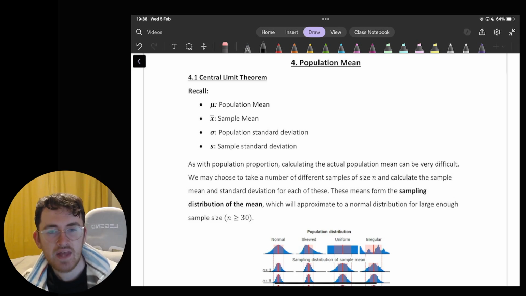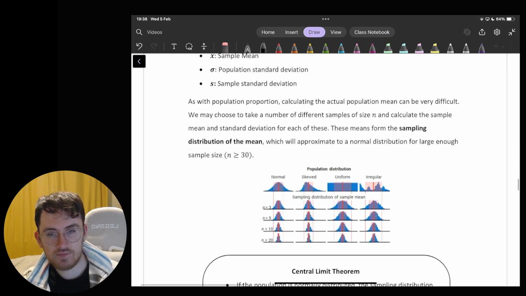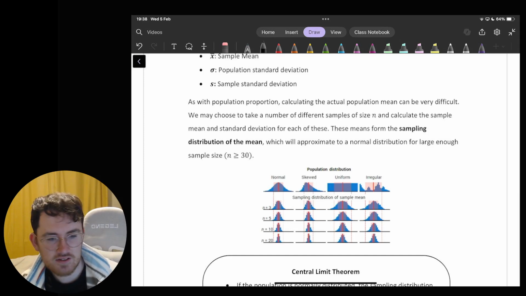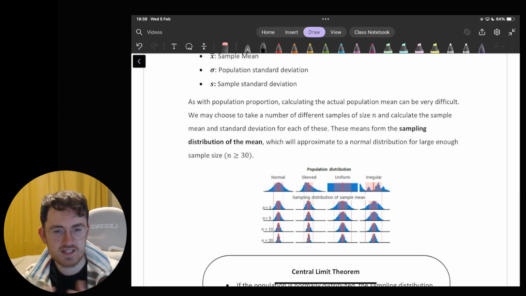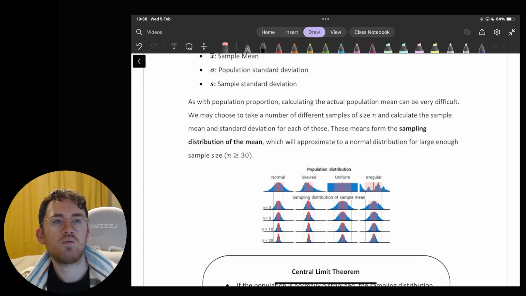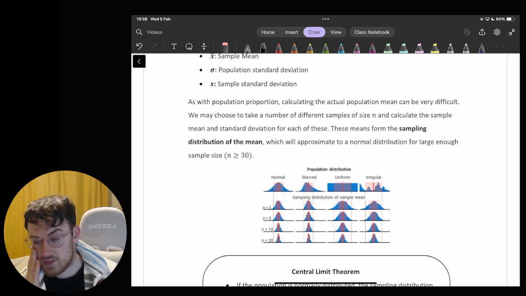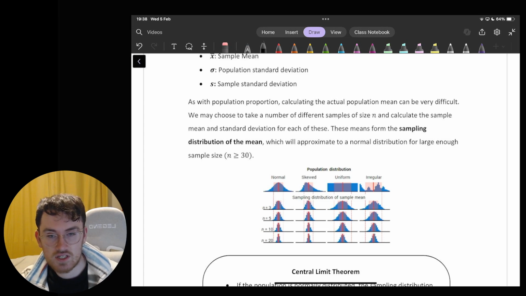Okay, as with population proportion, calculating population mean can be very difficult. And I'm conscious you could be watching this having not watched population proportion, so we shouldn't timeline these things. What we're saying here is that population mean is very difficult to calculate because it would require me to ask every single person in the entire population. If it was, for example, the average result of a Leaving Cert student in a particular subject, it's not feasible to ask every single Leaving Cert student in the country.